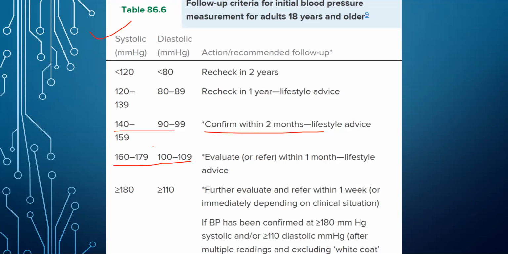Grade 2 or moderate hypertension, in that case, you need to evaluate the patient within 1 month and start with lifestyle advice. Okay, now within 1 month, if the patient still has hypertension, you can start medication based on their 5-yearly cardiovascular risk. We'll go for that later on. If it is grade 3 or severe hypertension, you can immediately start the medication.